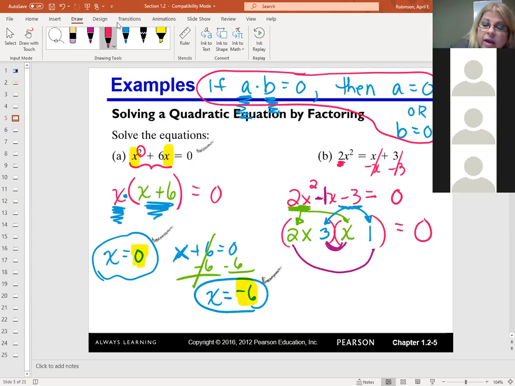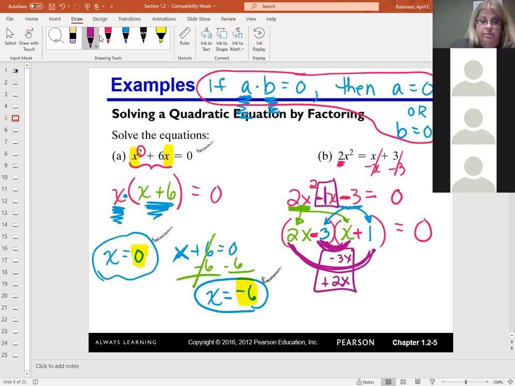Since you have, let me highlight this here, a negative 3, one of these has to be a positive and the other has to be a negative. So I'm going to put the negative here and the positive there. And that gives me what I need. My outsides, when I multiply 2x times 1, that's a positive 2x. My insides, when I multiply negative 3 times x, that's a negative 3x. And these two things right here add up to the negative 1.